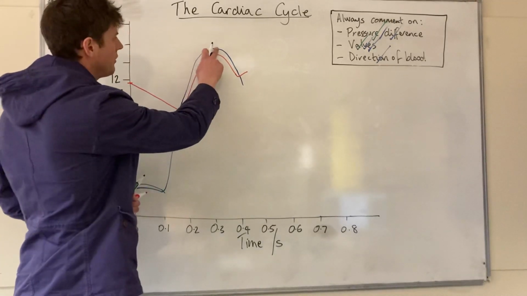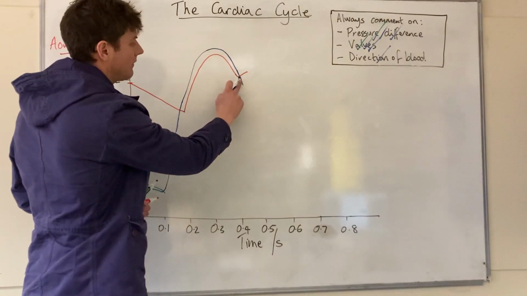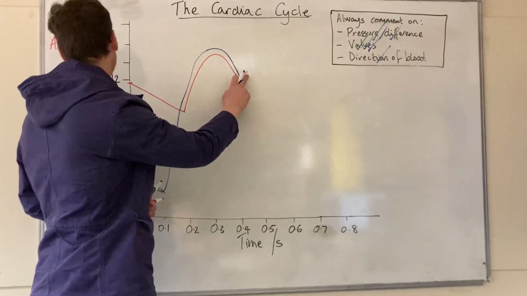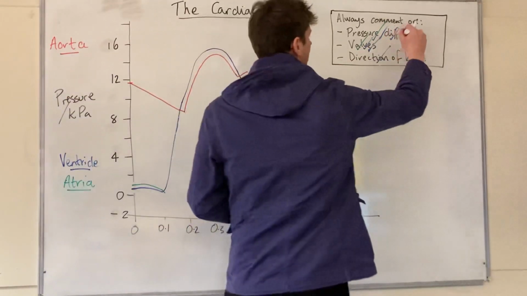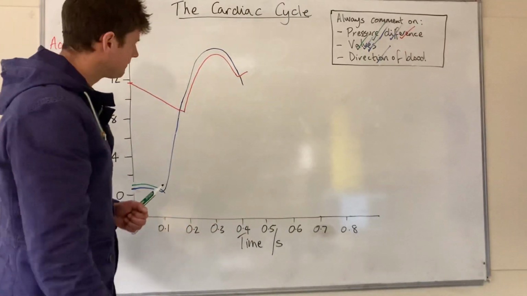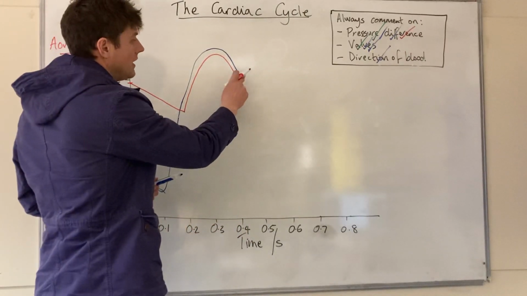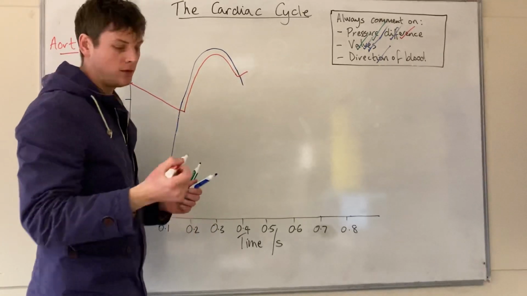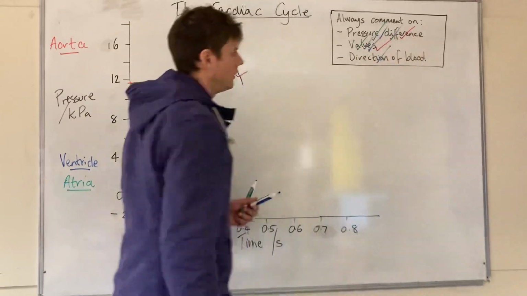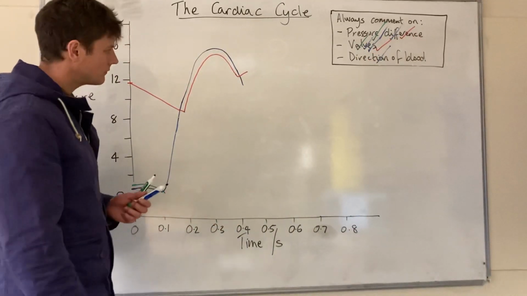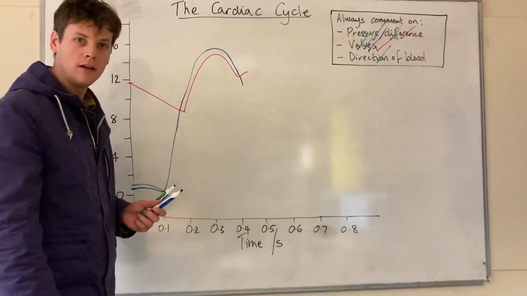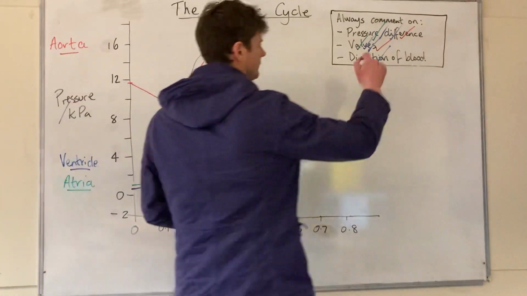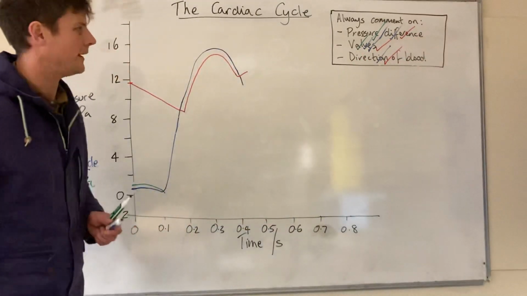Now in this case, if the pressure in the ventricle after 0.4 seconds is lower than the pressure in the aorta, okay, so that's our comment on the pressure difference. The higher pressure in the aorta will cause the semilunar valves to close. Comment on the valves. The blood will no longer be able to flow from the ventricle and into the aorta. Comment on the direction of the blood flow.